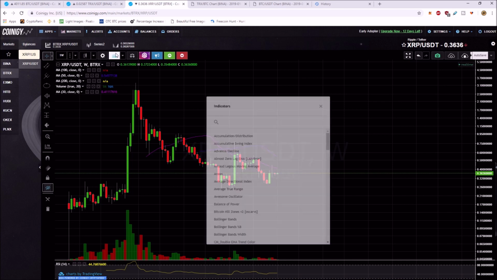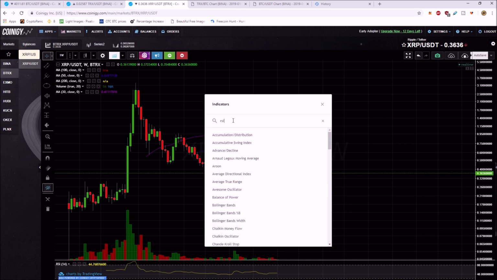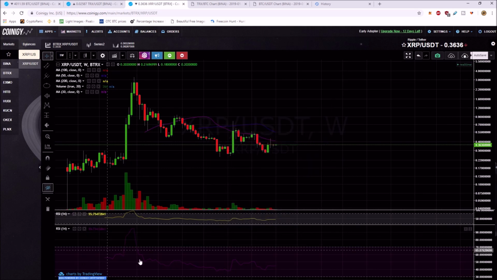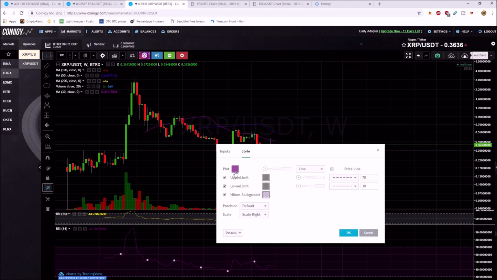Up here, you go to indicators. You want RSI, relative strength index. When you add it, it's not very pleasing to the eye. So you go in here. This is show and hide. The eye is show and hide. You want to go to format, go to style, pick your color. I like yellow. Your size, I don't like going too thick.